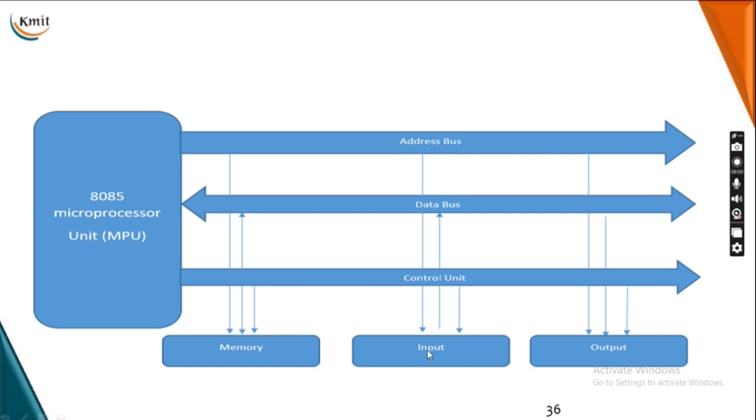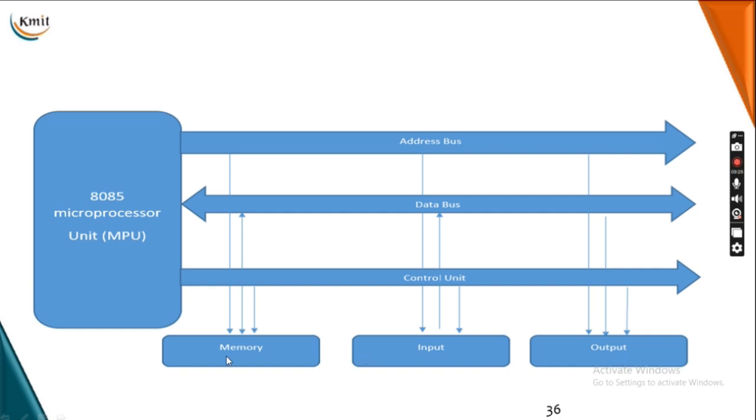Similarly, second, input. Input is also one-way communication for address bus. Data bus, two-way communication. Control bus, one-way. For output, address bus, one-way. Data bus is also one-way. And control bus is also one-way.